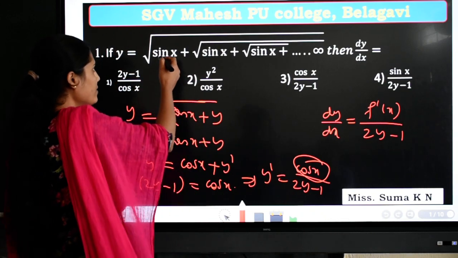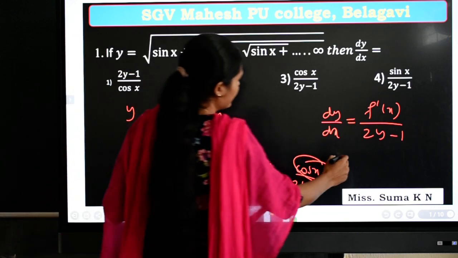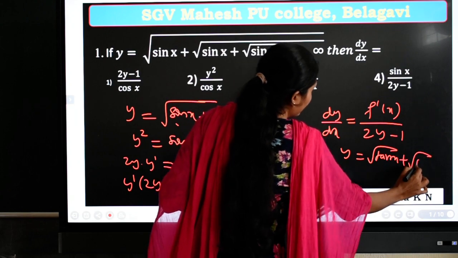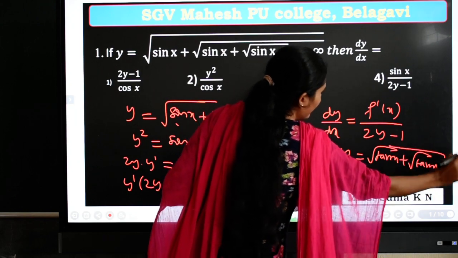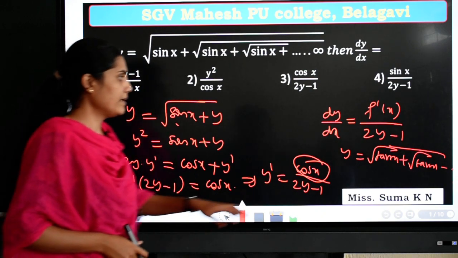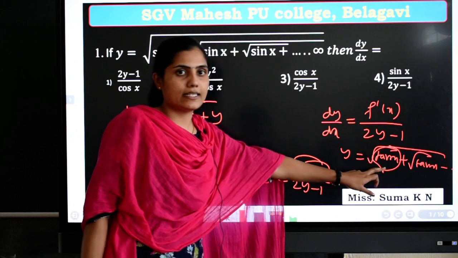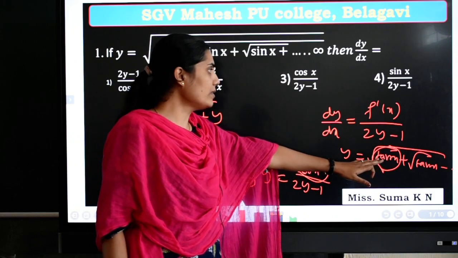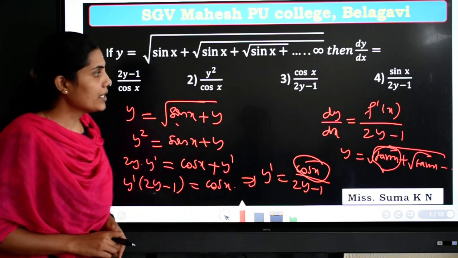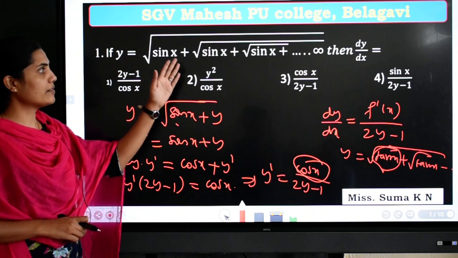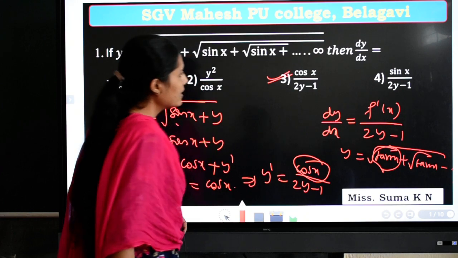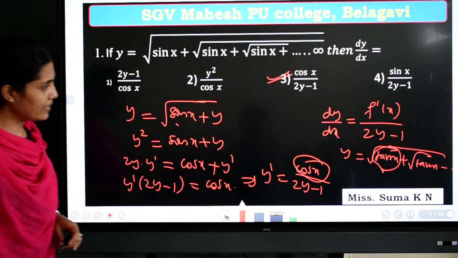In case of tan x instead of sin x, let's take an example: root of tan x plus root of tan x plus, up to infinity, and they are asking to find dy by dx. It is the same. F of x here is tan x, and tan x differentiation is sec square x, divided by 2y minus 1 is the answer. Like this you can apply the shortcut method to this type of example. Now which option is right? Option 3 is the right answer, cos x divided by 2y minus 1.